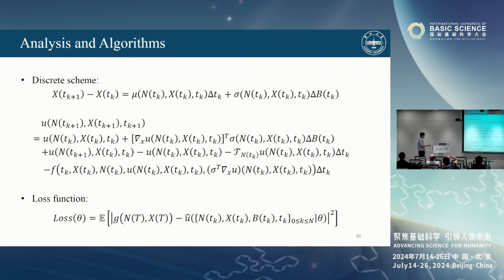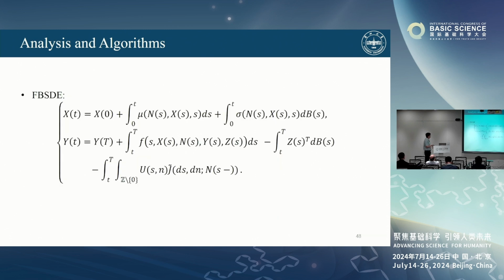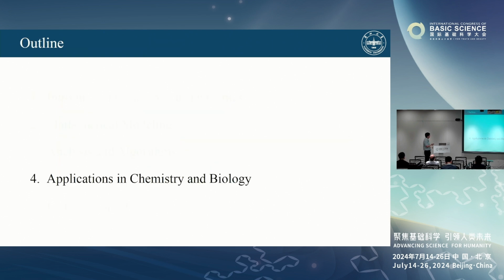This is a loss function. G is the terminal value, the final value. By this we try to solve for the parameters, theta and phi, which are what we desire. This is the architecture of the neural network. And we can also get the forward BSDE. By this way we can solve it. We can use classical methods and deep learning methods to solve this. Then we can discuss more applications.